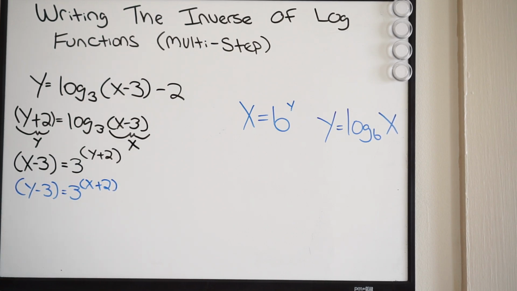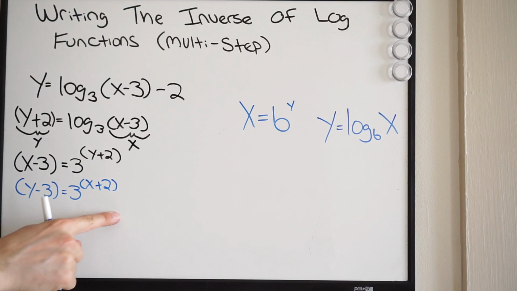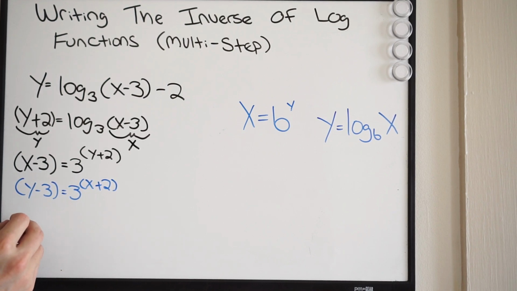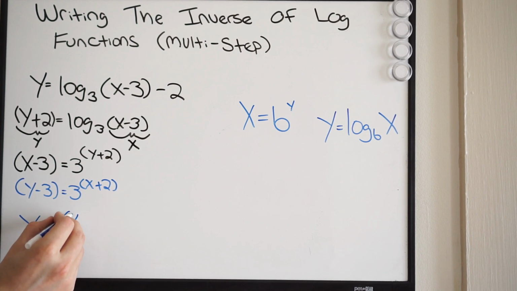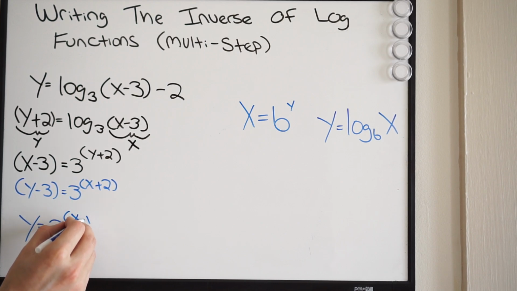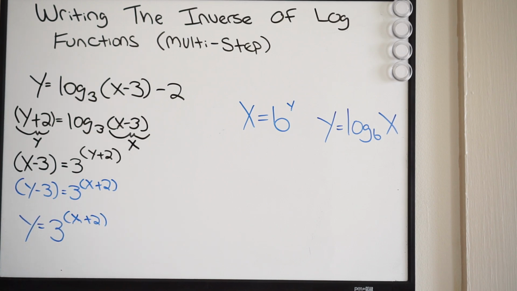Okay. Last step, add 3 on both sides, so we have y equals 3 to the x plus 2, and then again we're adding 3, and that is it. So this is the inverse. So we just took the inverse of this log function and we determined this right here.